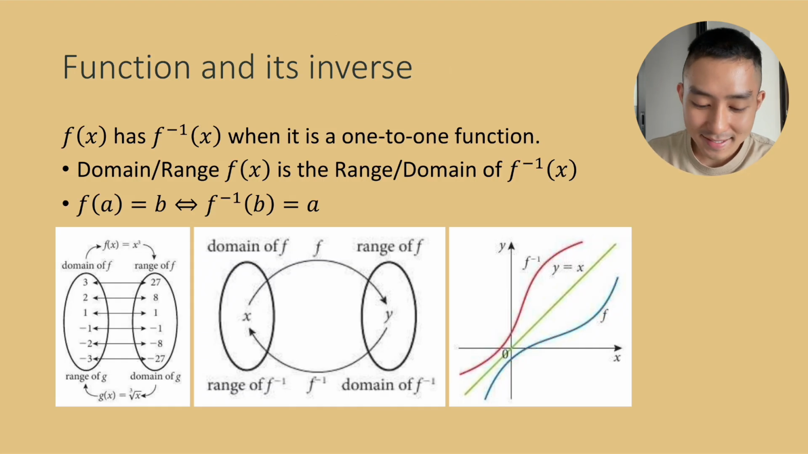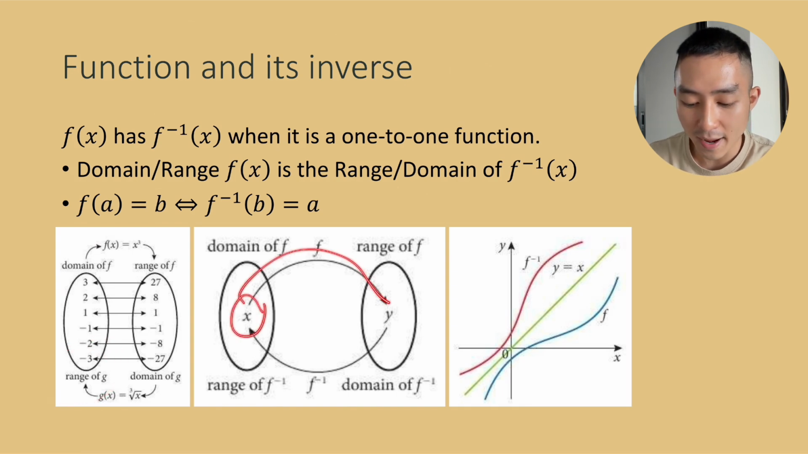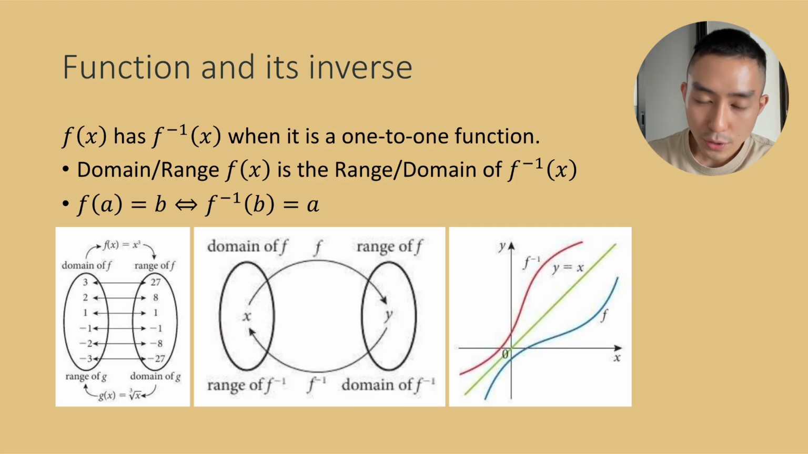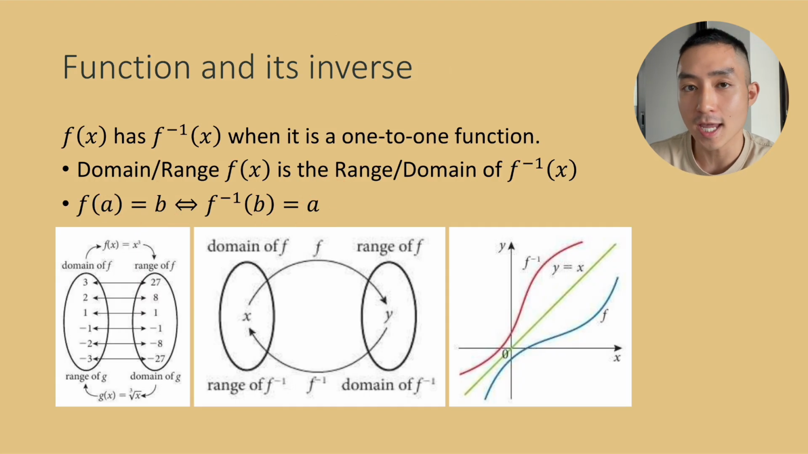So it implies that with a function, you go from domain to range. The inverse is reversing them. The range of the original function is the domain of the inverse, and the domain of the function is the range of the inverse, because they are reversing from x to y into y to x. So when you put a into the function and you get b, it means that on the inverse you put b, you will get back to a.